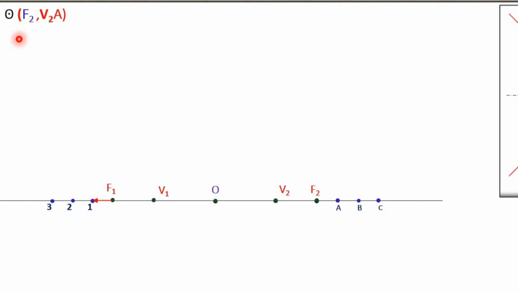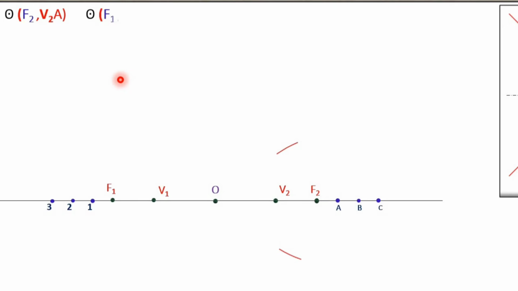Now follow this step. Try to understand first of all the meaning of this. Here F2 is the center and the radius is equal to V2A. With the help of the compass, you have to draw the arc. So take a compass. First set the radius, that is equal to V2A. So here you can see the radius is V2A. Draw the arc with F2 as the center, on both sides of this horizontal line.